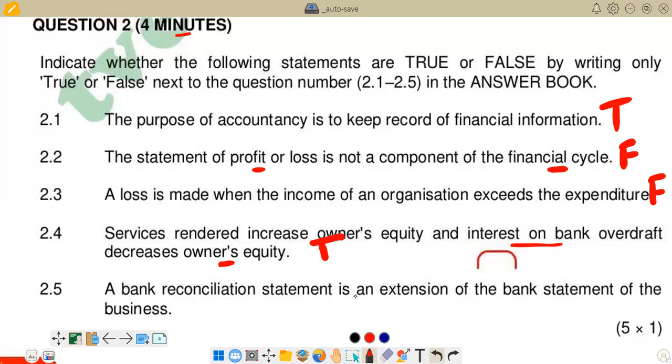A bank reconciliation statement is an extension of the bank statement of the business. If this is true, as we know that as we are preparing this bank reconciliation, the information that we are using to prepare bank reconciliation, we are taking it from the bank statement, so it becomes an extension. So this one is also true. So this is what we have in terms of the true or false part. Then we can go and look at the next part and see what we have.